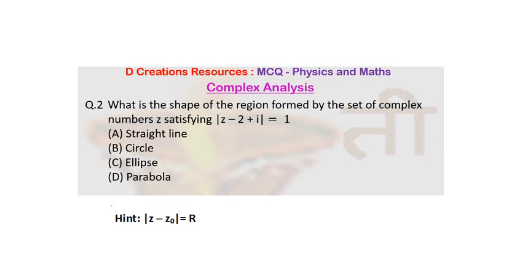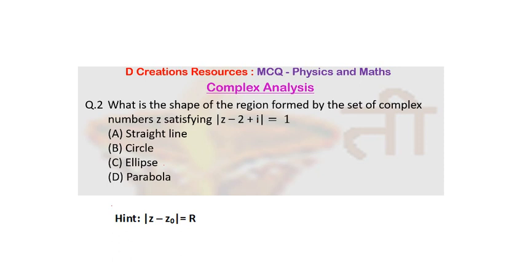We are looking at multiple choice questions for physics and maths, and the topic we are concerned with is complex analysis. So the question is, what is the shape of the region formed by the set of complex numbers z satisfying mod of z minus 2 plus i is equal to 1? And the options are a straight line, circle, ellipse and parabola.